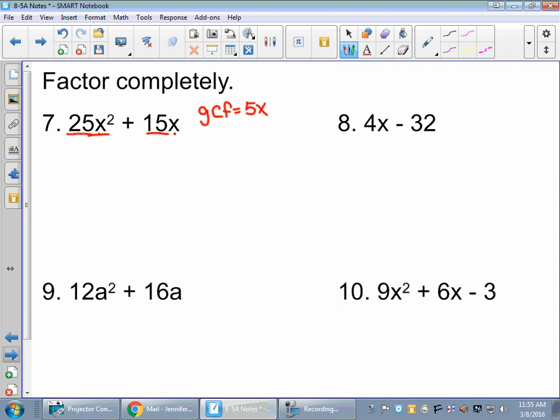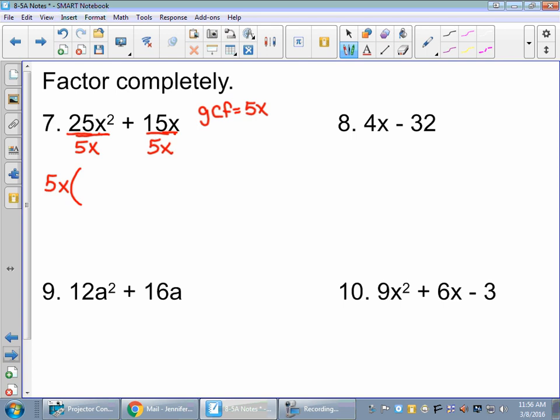So I am going to undo the distribution. 5x was distributed through these two terms. By saying that the greatest common factor is 5x, that was the number that was outside the parentheses before we distributed. So I'm going to divide by 5x, and I'm going to place it on the outside of the parentheses, because that's how you actually divide these things. That's how you undo the distribution.